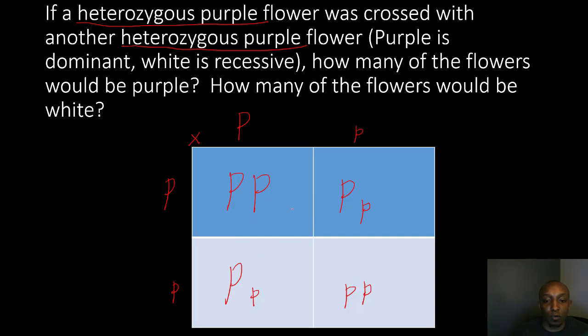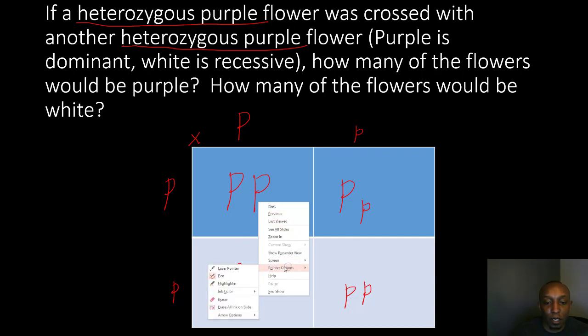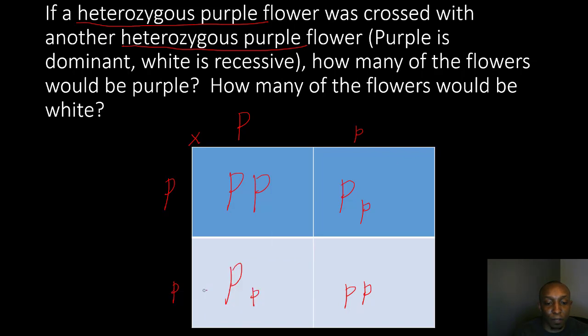So this one right here will be purple, and I'll go ahead and change my pointer option, just change it to purple to let us know what color it'll be. So this will be purple, this will be purple, and then this would be purple. So to answer that first question, how many of the flowers would be purple? So I'll do this, purple equals 3.